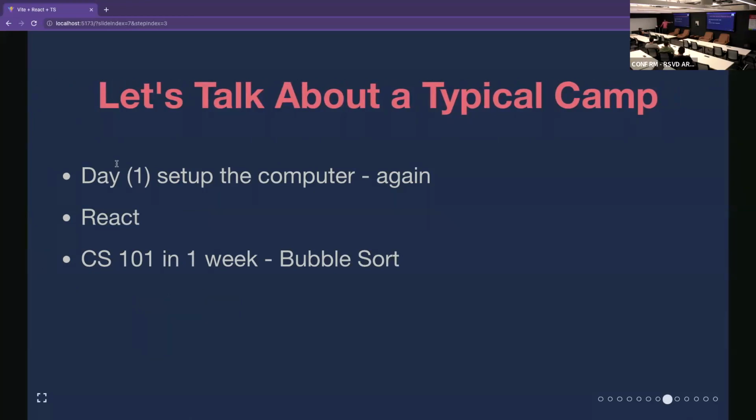Then we do React, right? And then we do Computer Science 101 in a week. The whole curriculum shoved into a week. And it's just glazing over the eyeballs because they need to know this stuff to get a job, right?